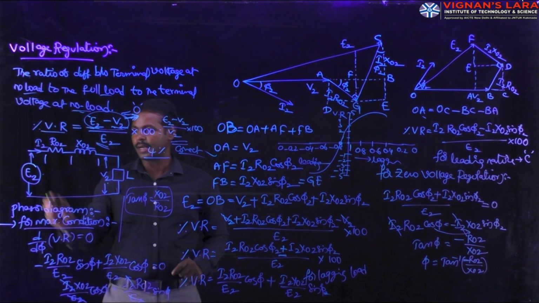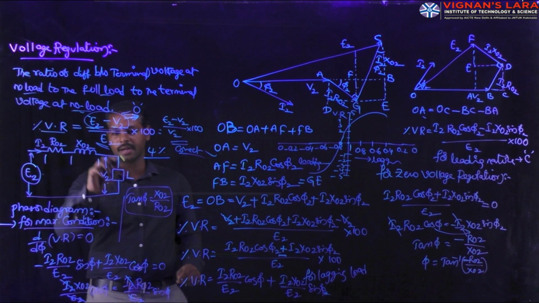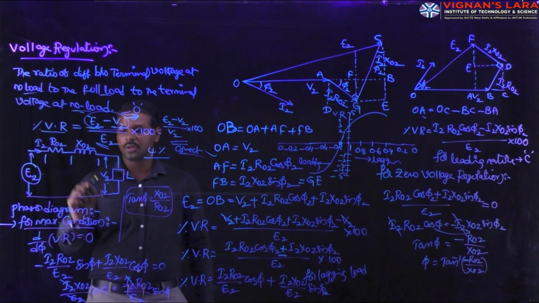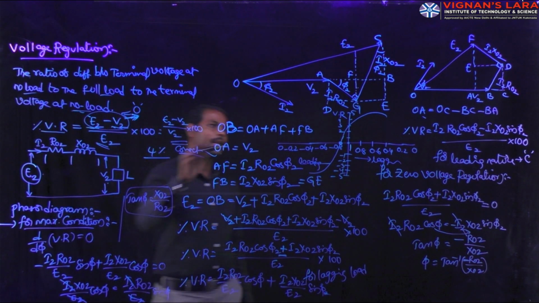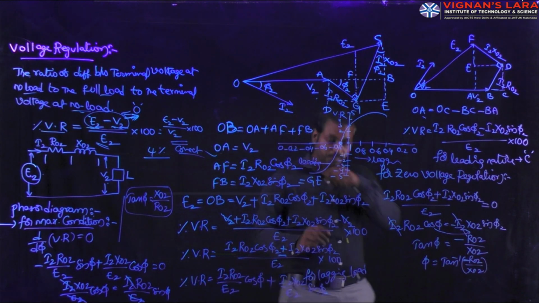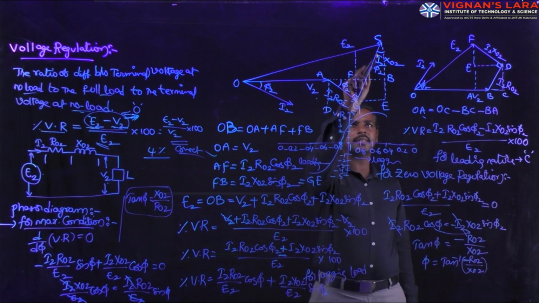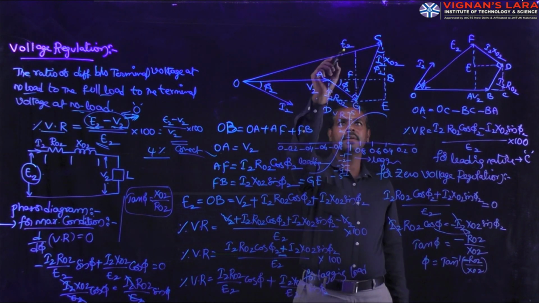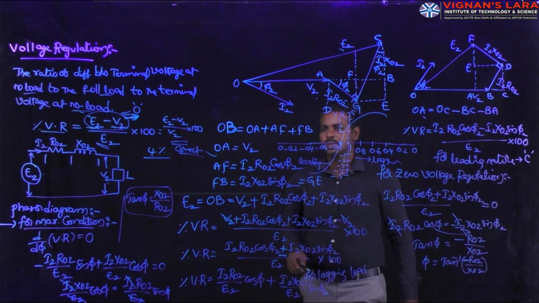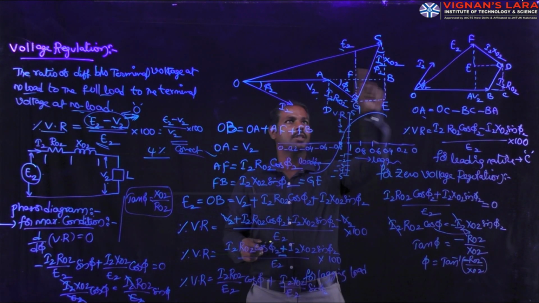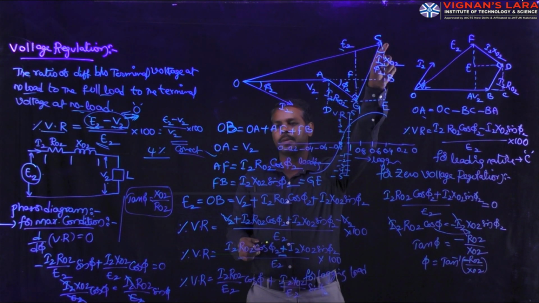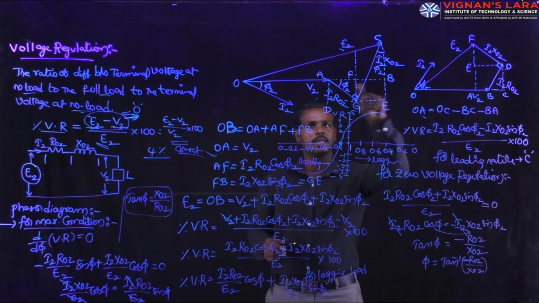If you have to draw the phasor diagram or equivalent circuit of a transformer, refer to the secondary side: E2, R02, X02 and the load terminals. Based on this circuit we can draw the phasor diagram. The load voltage is to be added with the resistance and reactance drops, finally giving the E2 value. So OC must be equal to OB.